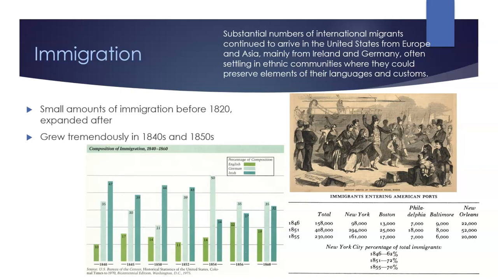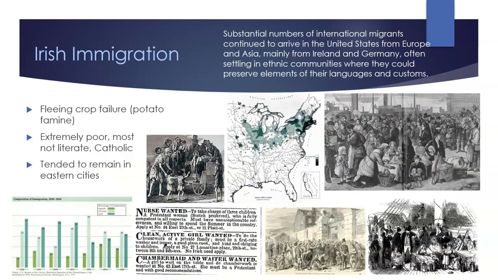The two biggest groups that came to the U.S. during the first half of the 19th century were the Irish and the Germans. But there were others as well. But let's take a closer look at their experiences.